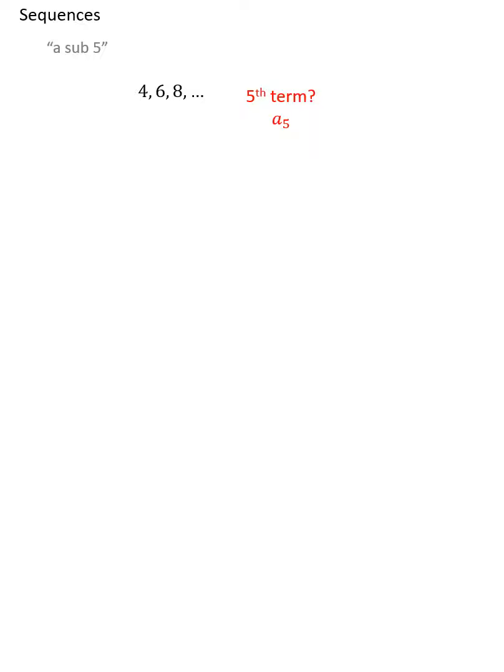So what if you were asked for the fifth term, or A sub 5, for this particular sequence? Well, more than likely we would think it would be 12, because although we don't have any foolproof evidence to the contrary, it does seem that this pattern goes 4, 6, 8, 10, 12. So my best guess, without any other information, is that the fifth term is 12.